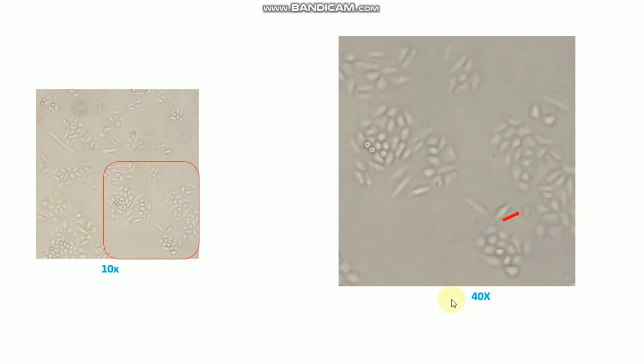So you can observe under a microscope this way. So next is the detection of mycoplasma. Here there are different methods that you can use to detect mycoplasma. There are many kinds of kits available in the market.